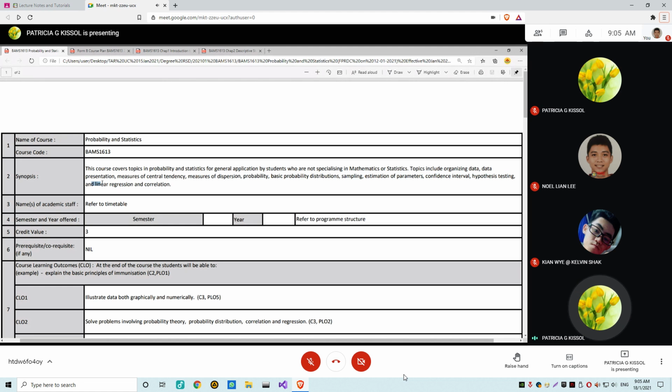And also linear regression and correlation. So basically, the ones I'm going to highlight here, as you can see here, are topics that you have not learned in high school.